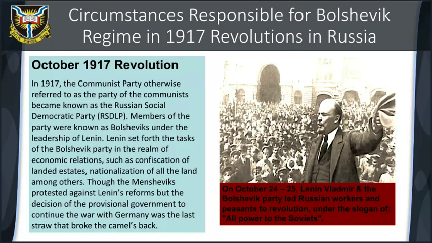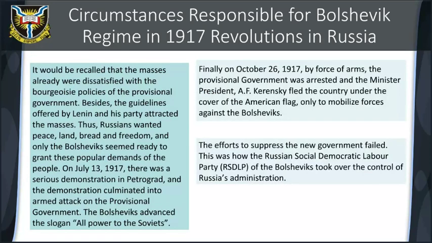Though the Mensheviks protested against Lenin's reforms, the decision of the provisional government to continue the war with Germany was the last straw that broke the camel's back. It will be recalled that the masses already were dissatisfied with the bourgeoisie policies of the provisional government. Besides, the guidelines offered by Lenin and his party attracted the masses. Thus, Russians wanted peace, land, bread, and freedom, and only the Bolsheviks seemed ready to grant these popular demands of the people.